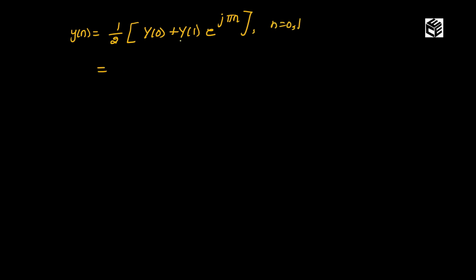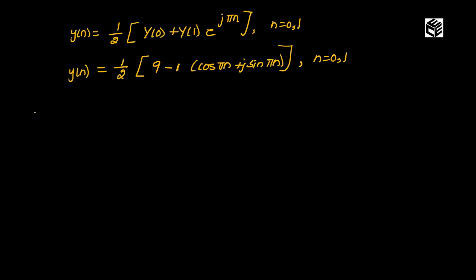I am going to apply the values y of 0, y of 1 and also expanding this. So I will get the answer as 1 by 2 into 9 minus 1 into cos pi n plus j sin pi n, where the value of n is equal to 0 and 1, and y of n expression is this. Now I am going to apply the value of n as 0.